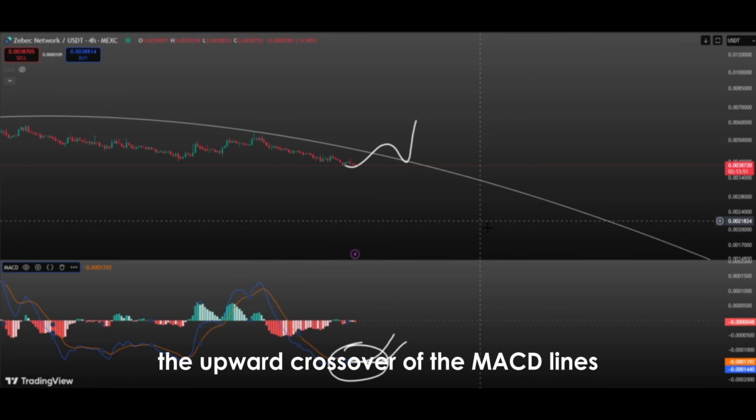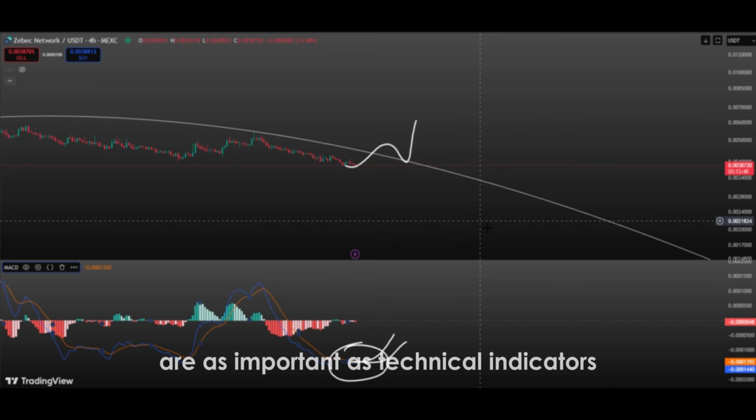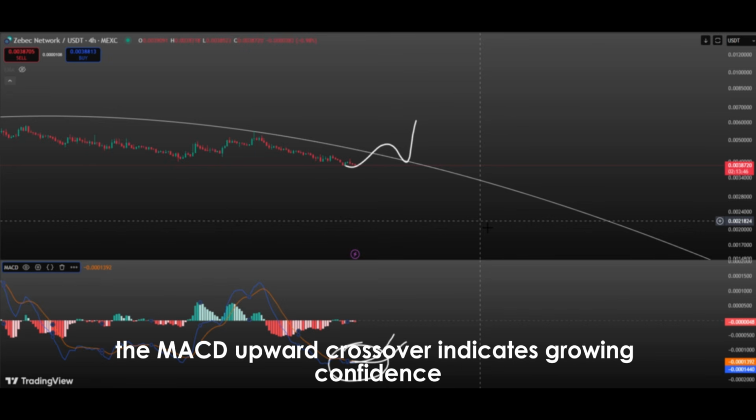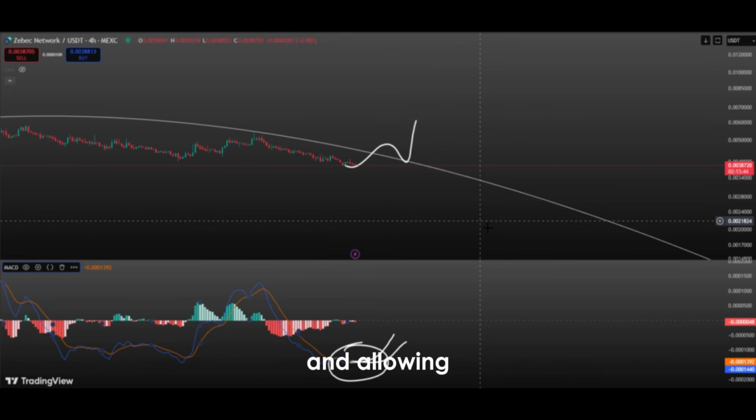Additionally, the upward crossover of the MACD lines positively affects market psychology. When investors see this technical signal, they may accelerate their buying decisions, which further supports the price's upward movement. Psychological factors are as important as technical indicators because overall market behavior is shaped by investor decisions. The MACD upward crossover indicates growing confidence and buyer pressure, helping the price rise more steadily and allowing investors to adjust their strategies accordingly.